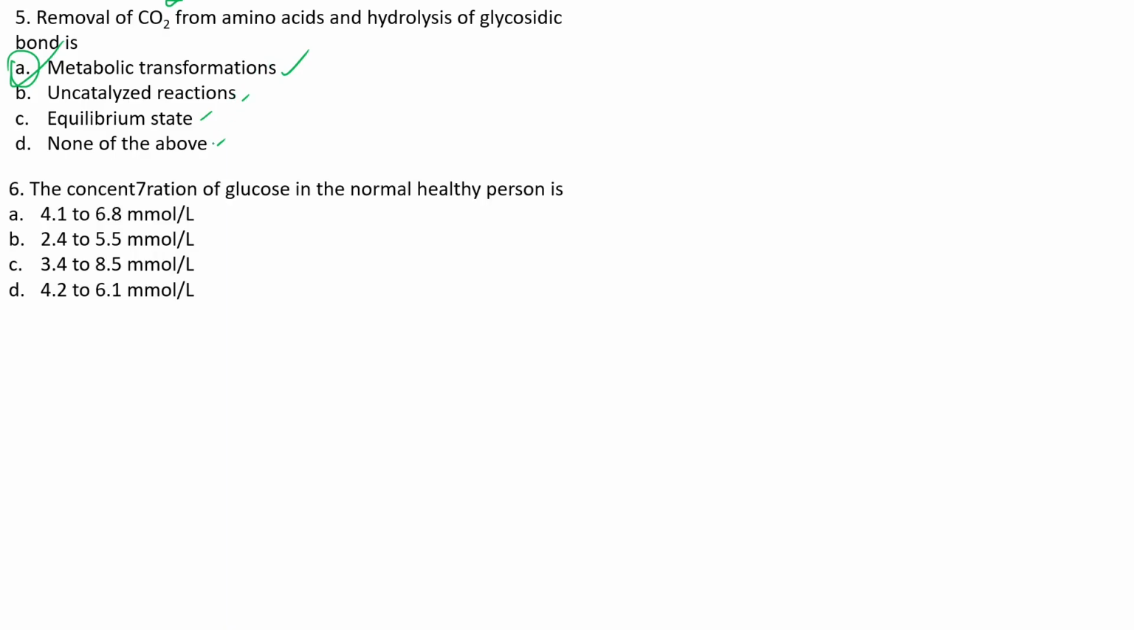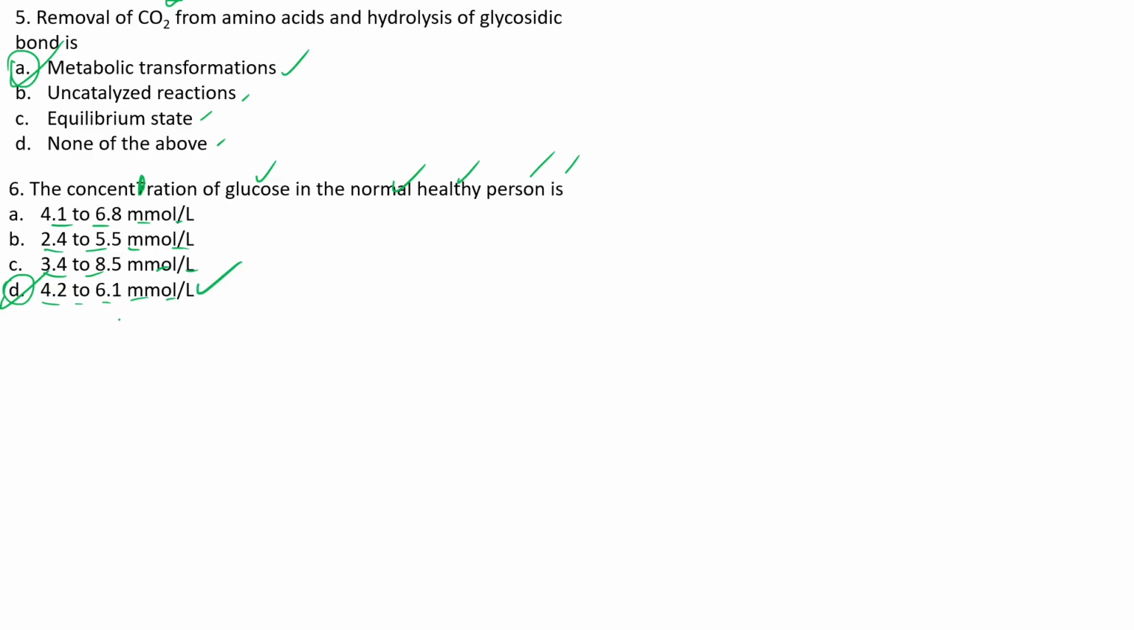The next one, the concentration, sorry, there's an error over here. The concentration of glucose in a normal healthy person is 4.1 to 6.8 millimoles per liter, 2.4 to 5.5 millimoles per liter, 3.4 to 8.5 millimoles per liter, or 4.2 to 6.1 millimoles per liter. So we know the concentration ranges from around 4.2 to 6.1 millimoles per liter. Hence D is going to be our right answer.